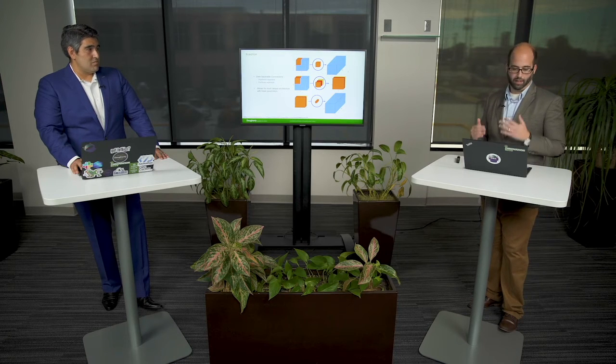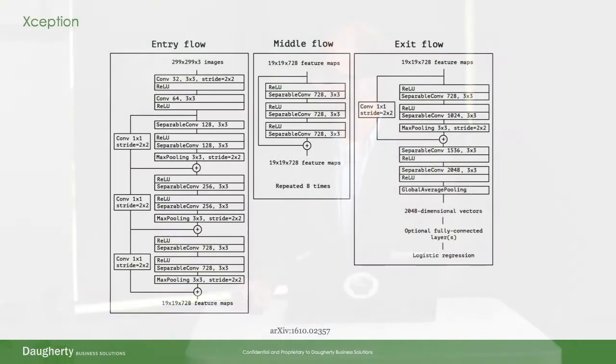Why do we care? This means we can go deeper with fewer parameters, so it's easier to learn. Because of that, we actually decided to use the exception model. And here we have the full exception model. You can see they put these separable convolutions within residual blocks. So it's kind of taking a little bit of multiple types of models.